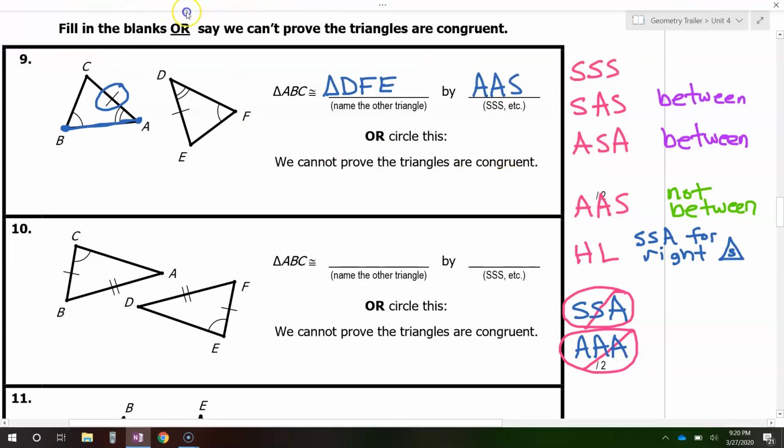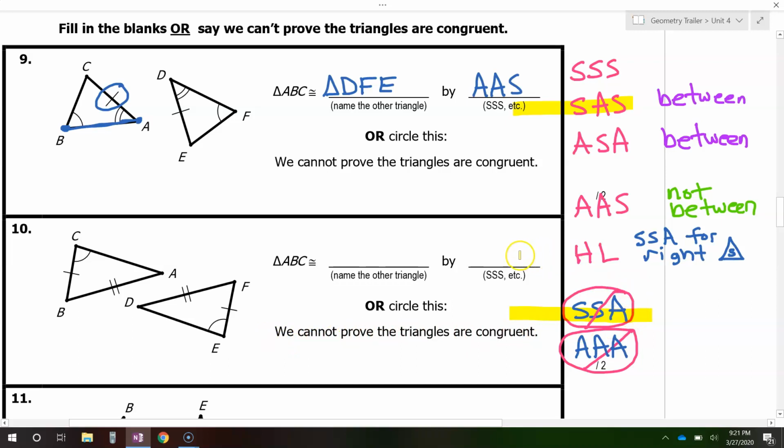Looking at problem number 10, I see that we have 2 sides and an angle. This is the trickiest one because there are actually 3 possibilities. This obviously has 2 sides and an angle. This one down here that's crossed out also clearly has 2 sides and an angle. Even though if it's this one, it doesn't work, and we will circle cannot prove the triangles are congruent.